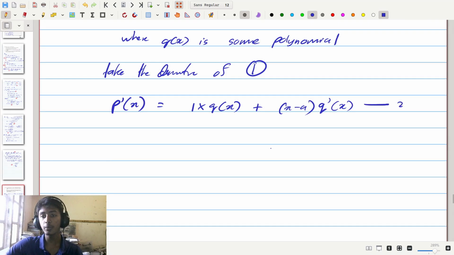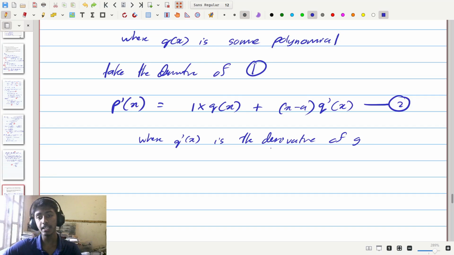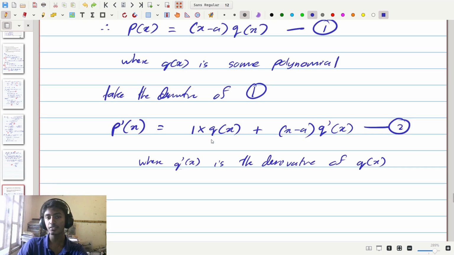So I'm going to call this equation number 2, where q prime of x is the derivative of q of x. Now this might be implied, but I would rather just write it out as well, just to be 100% clear. So now we have that p prime of x is equal to 1 times q of x, so q of x plus x minus a times q prime of x.